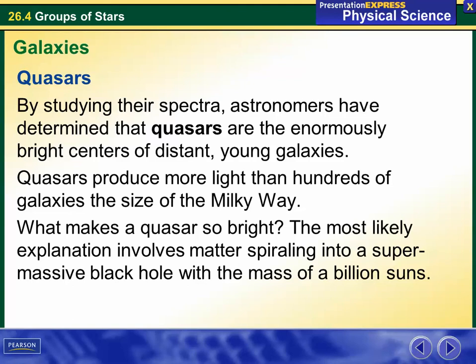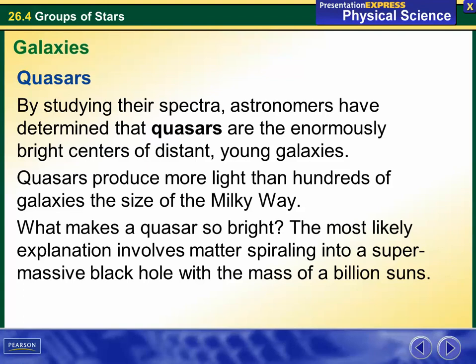And then the last thing we have there is what are called quasars. By studying their spectra, remember, the colors that they absorb on a color spectrum, astronomers have determined that quasars are the enormously bright centers of distant young galaxies. They produce more light than hundreds of galaxies the size of the Milky Way. And the reason they're so bright is that it involves matter spiraling into a supermassive black hole with a mass of 1 billion suns.